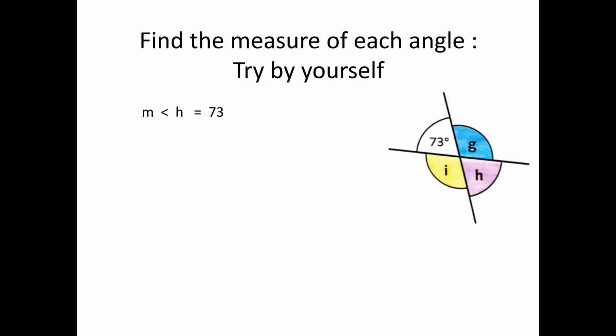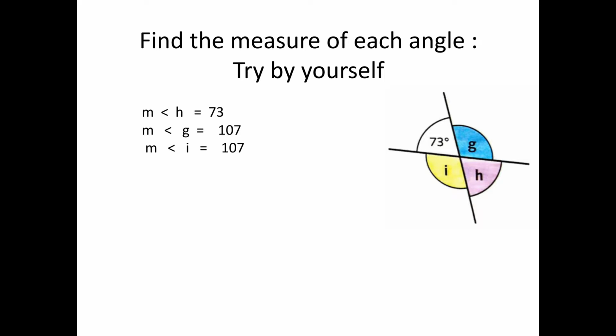At the beginning, I will say that H is equal to 73 because H is opposite to the 73 angle. Now I have two missing angles, G and I. Either you get them by using subtraction and then division, or you can use the straight angle. G and the 73 are forming a straight angle, so you can make 180 minus the 73. Whatever way you use, the answer is going to be 107. G and I, each of them is 107, and H is 73.